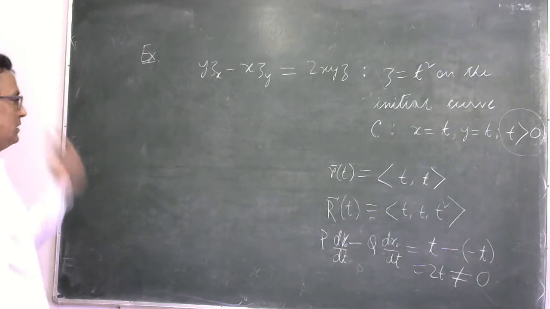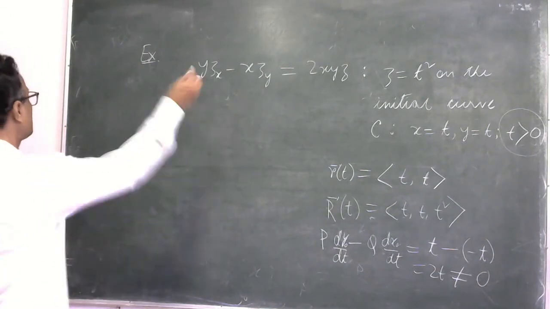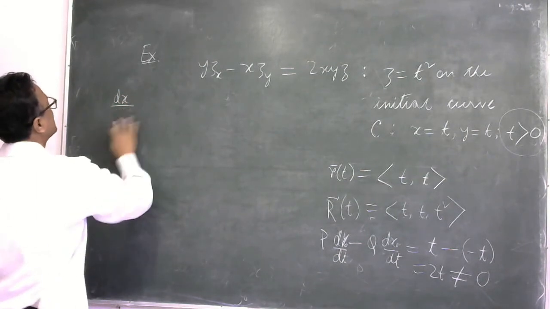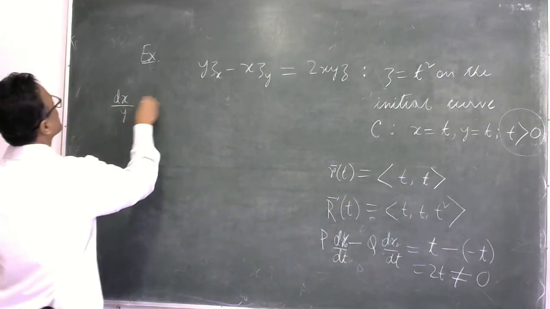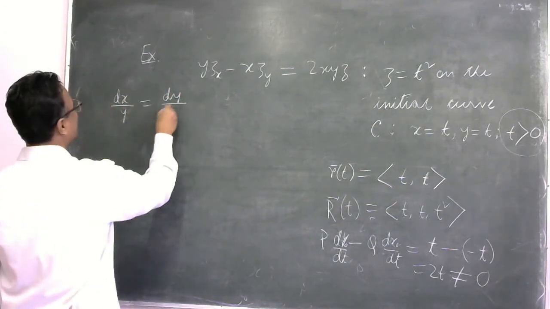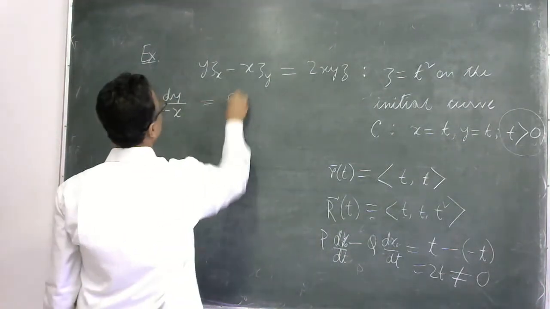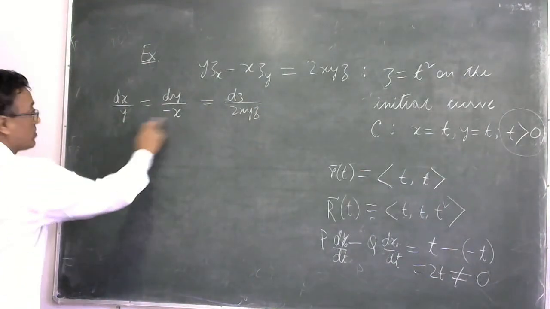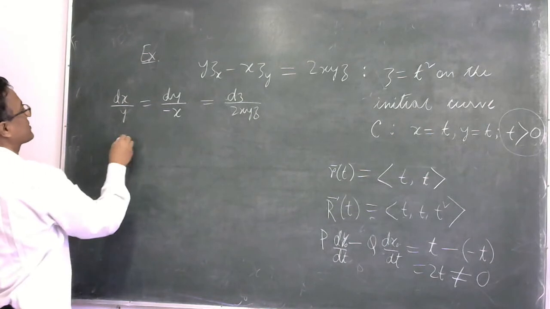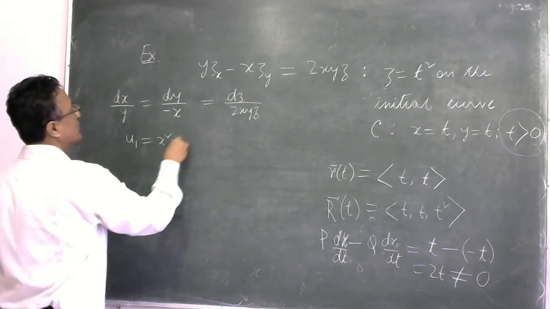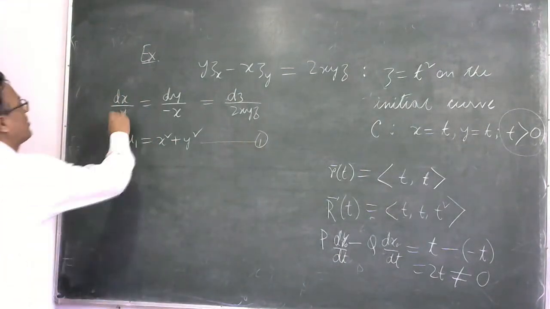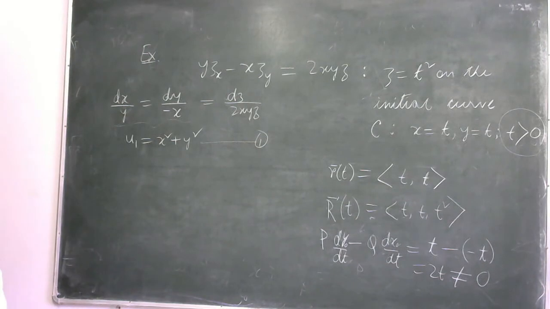Okay? Fine? So now the associated equation, I think you called it the auxiliary equation, is given by this. So obviously from the first two, I am going to get u1 equal to x squared plus y squared. From the first two it is straightforward, isn't it? x dx plus y dy equal to 0 eventually. Is it okay?